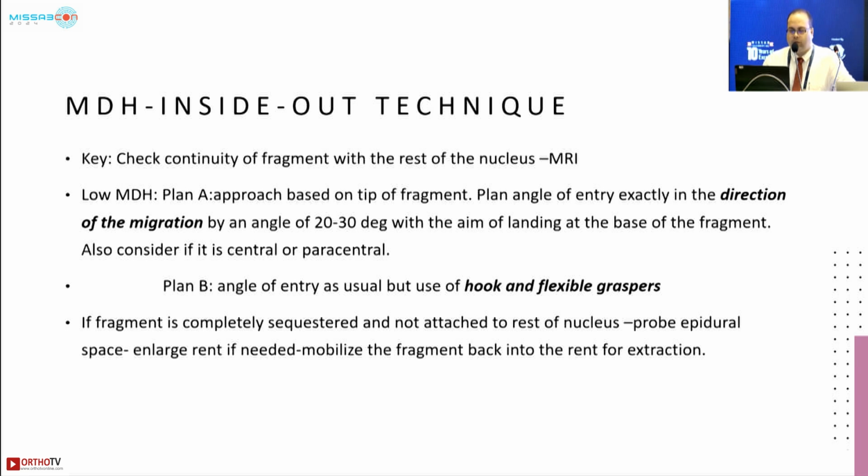And plan B is to go with a standard entry point and use a hook or a flexible grasper to tease the fragment into our vision and slowly excise it. So the fragment, if it is completely sequestered, we use an epidural space prober and mobilize the fragment into our vision.